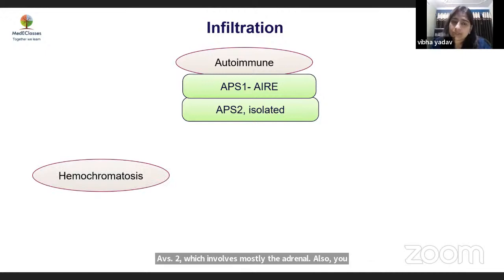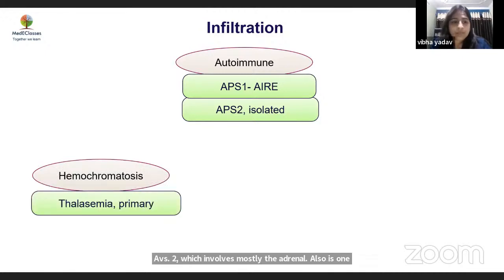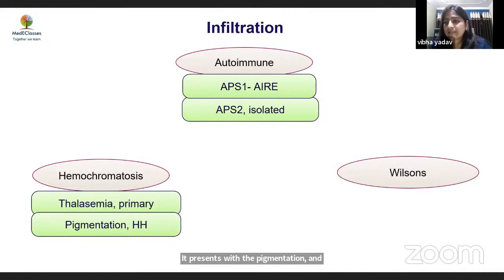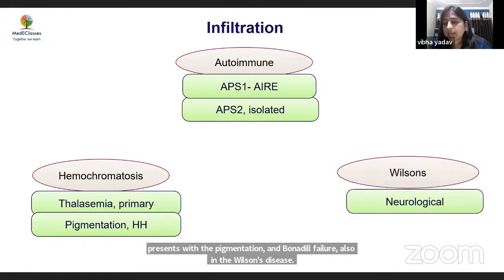Also, hemochromatosis is one of the infiltrative disorders, which could be caused by repeated transfusion in thalassemia patients or by primary iron overload. It presents with pigmentation and gonadal failure. Also, Wilson's disease presents with neurological and psychiatric features, and they have high urinary copper.